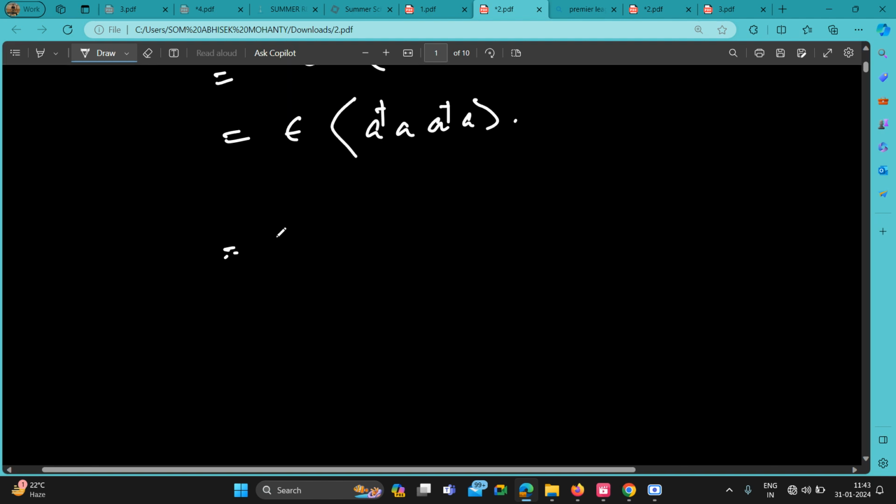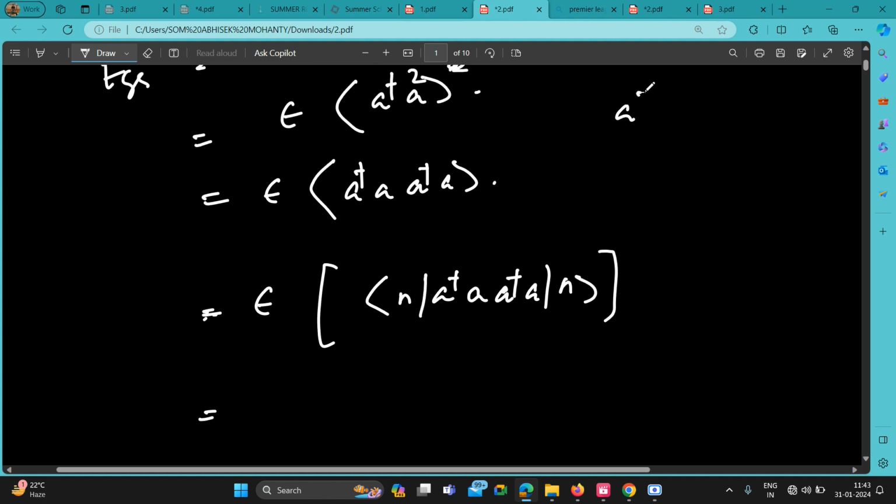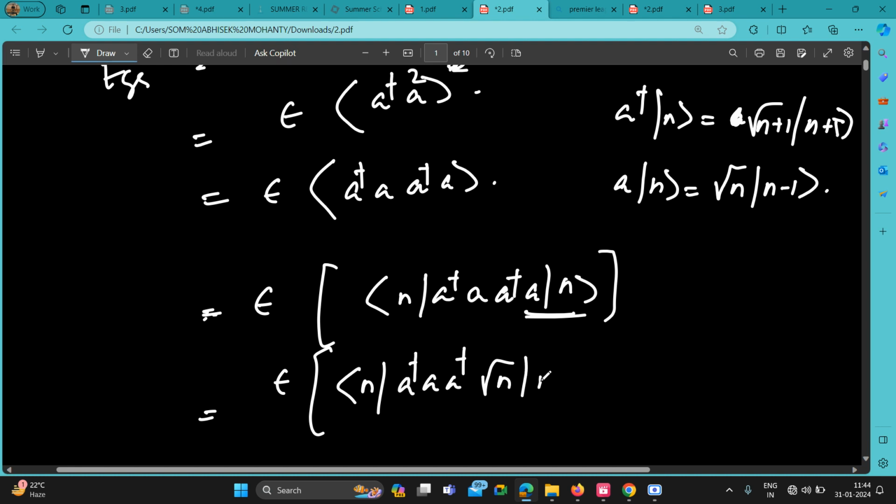This I can write as, see very carefully, n, and I will slowly do it. We know this is the raising operator, n plus 1, and this is the lowering operator, n minus 1. So epsilon, this is n, a dagger a dagger a. Now I will operate this, and this will be root n, n minus 1.